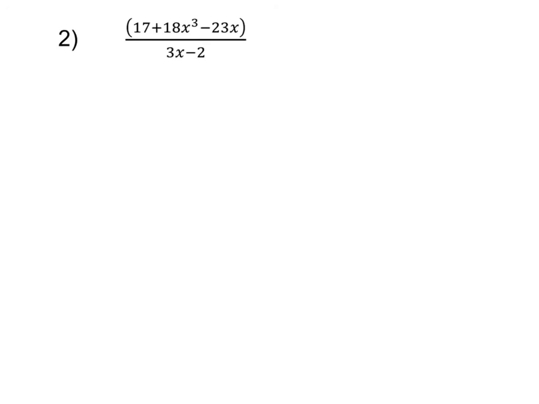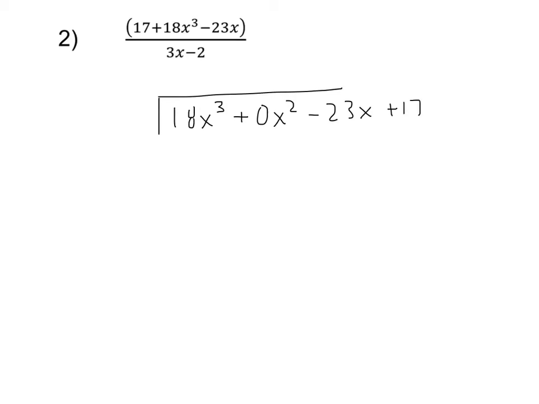If we were going to set up this division, it would be set up this way: 18x cubed plus 0x squared minus 23x plus 17. This is really important. You have to make sure you have it in order, and then we need to have this placeholder 0x squared here. And then we have 3x minus 2 here. Let's go ahead and finish our division.